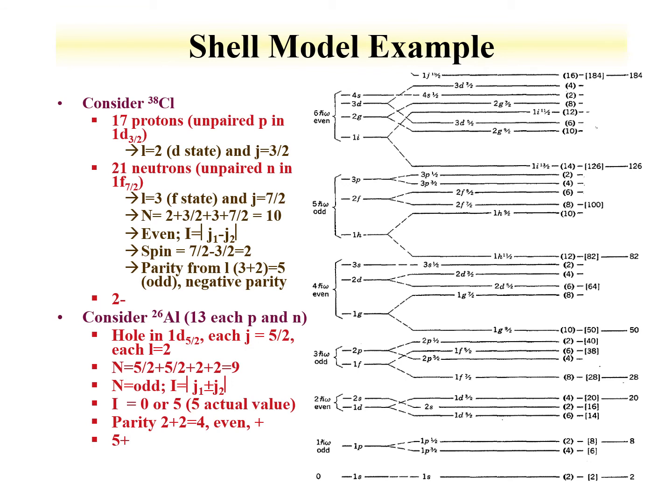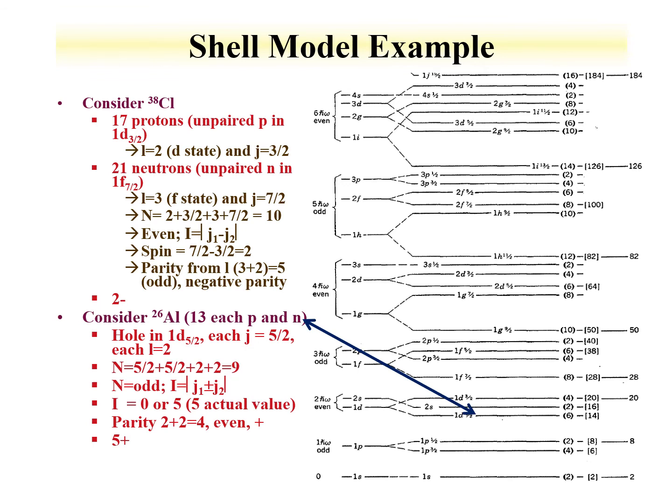If we consider another example, aluminum-26, this is a nucleus with 13 protons and 13 neutrons. So this 1d 5/2 would be filled to 14, so there's a hole, one missing spot, for each of the proton and neutron shells. Each unpaired particle has a spin of 5/2 and an orbital angular momentum of d, which is 2. So the Nordheim number is 5/2 plus 5/2 plus 2 plus 2. That's equal to 9, which is an odd value.